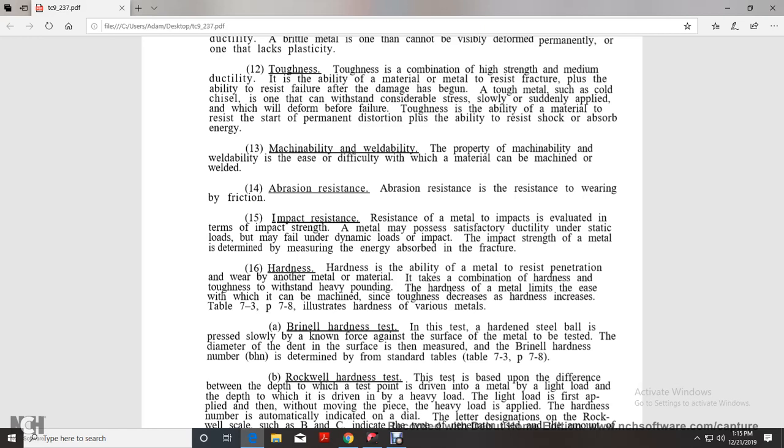Hardness is the ability of a metal to resist penetration by another metal or material. The combination of hardness and toughness lets a metal withstand heavy pounding. The hardness of a metal limits the ease with which it can be machined. Toughness decreases as hardness increases. Table 7.3 on page 7.8 illustrates the hardness of various metals.